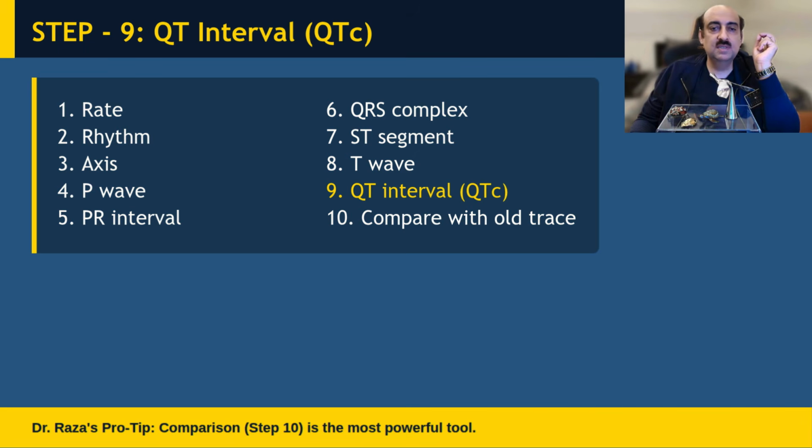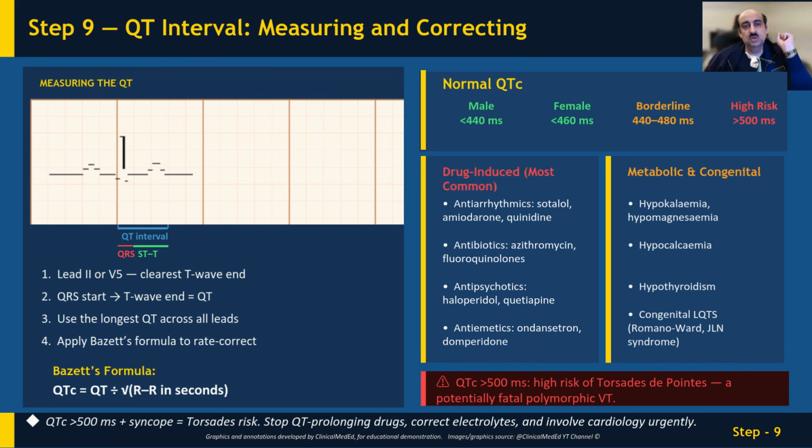Okay, coming to the second last step, step number 9 is the QT interval, predominantly the corrected QT interval. As we discussed before, what exactly is the QT interval? The QT interval is actually the ventricular activation time. It includes the QRS complex, the ST segment and the T wave. So it starts from the start of the QRS complex to the clear end of the T wave.